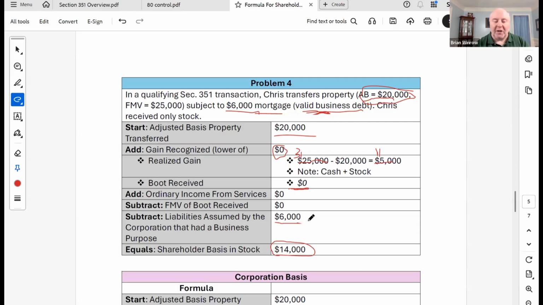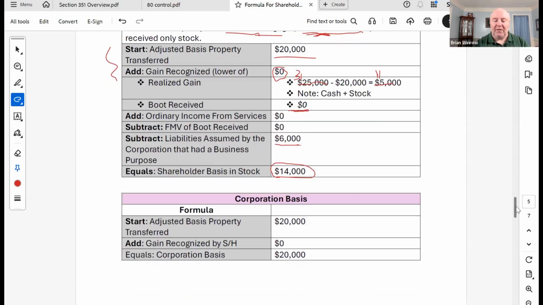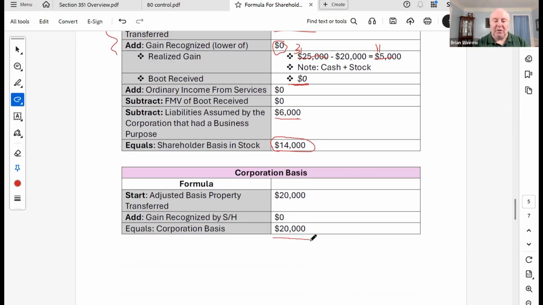And you can see the reason we're subtracting it is because we no longer owe that, right? We don't owe it anymore. So we're making sure we're taking that out. Our corporation, by the way, first two steps, 20 plus 0 equals 20. That's what we were expecting.